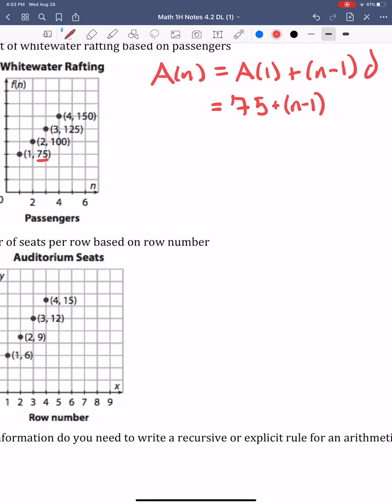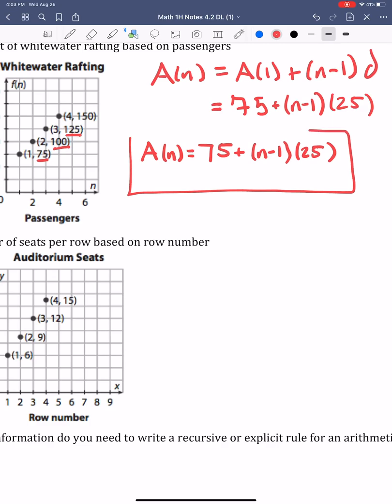And then our d value, well, you can see we're going from 75 to 100 to 125 and so on, right? So we can see that we're going up by 25. And so then my formula would just be that a_n equals 75 plus n minus 1 times 25. And we end up with our answer there. All right, we'll keep going here to the next one.